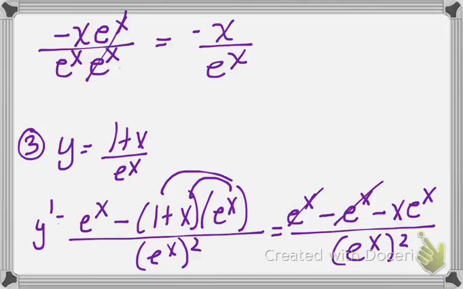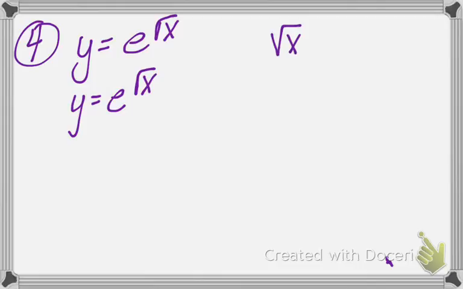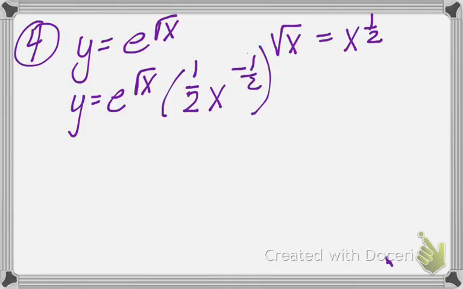And one more, number 4. Okay, so the derivative of e to the something is e to that something times the derivative of the something. Now in this case, the something is the square root of x, which is the same thing as x to the 1/2. So we're going to bring down the 1/2, keep the x, and 1/2 minus 2/2 is a negative 1/2. And that would be the answer.